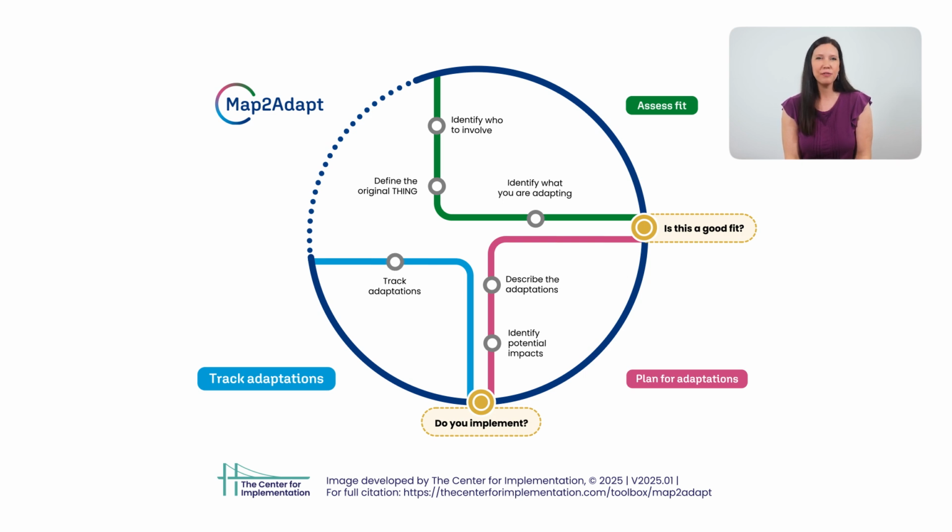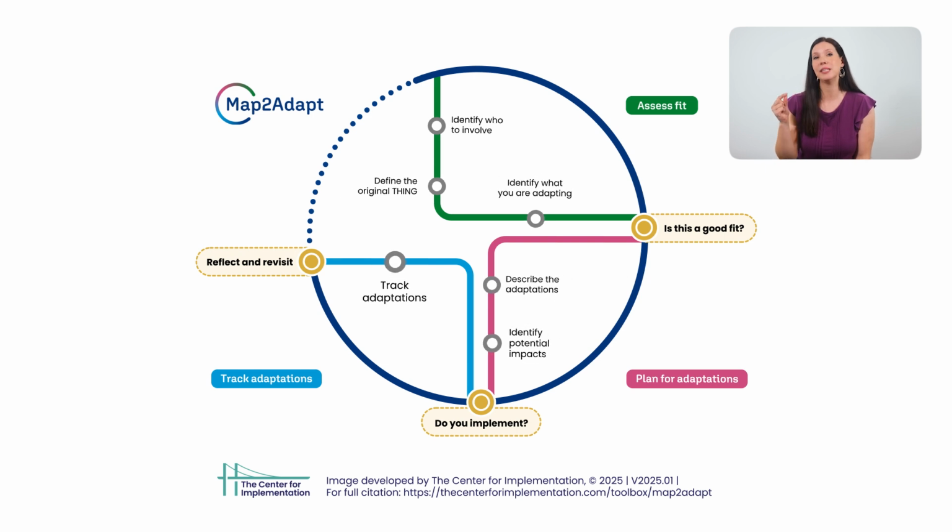And this phase finishes with our third decision point. This is where we pause, reflect, and revisit what we've done. Because adaptations are an ongoing iterative process, we'll almost guaranteed loop back to other steps in that process and revisit other places that you've already been.